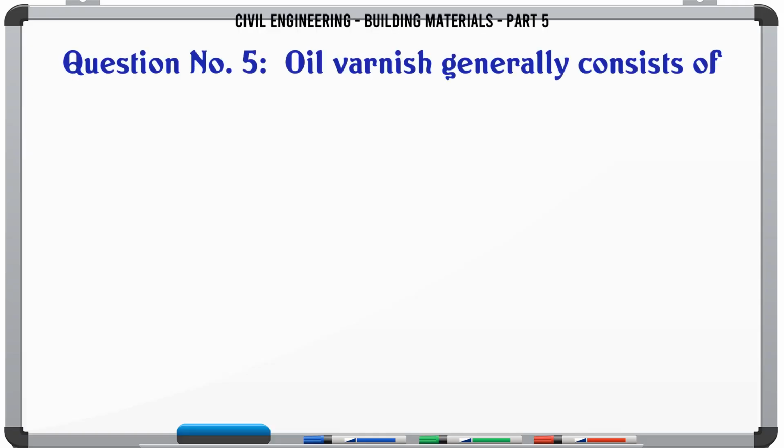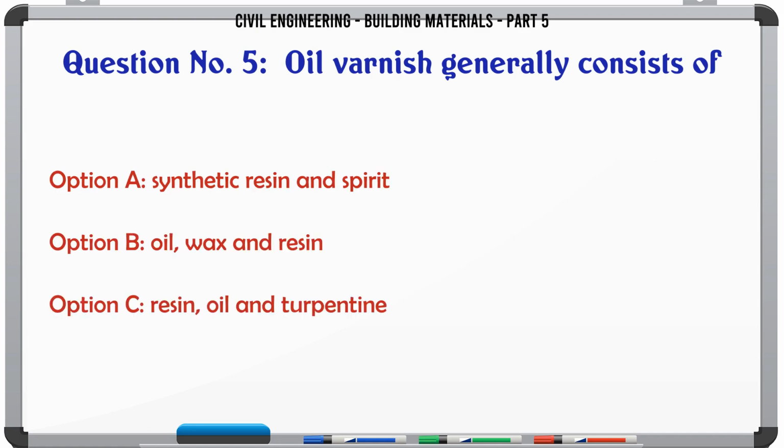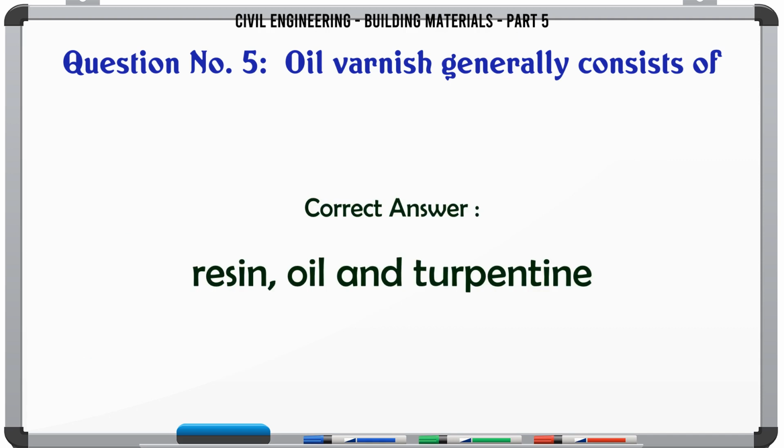Oil varnish generally consists of A. synthetic resin and spirit, B. oil, wax and resin, C. resin, oil and turpentine, D. spirit, oil and wax. The correct answer is resin, oil and turpentine.